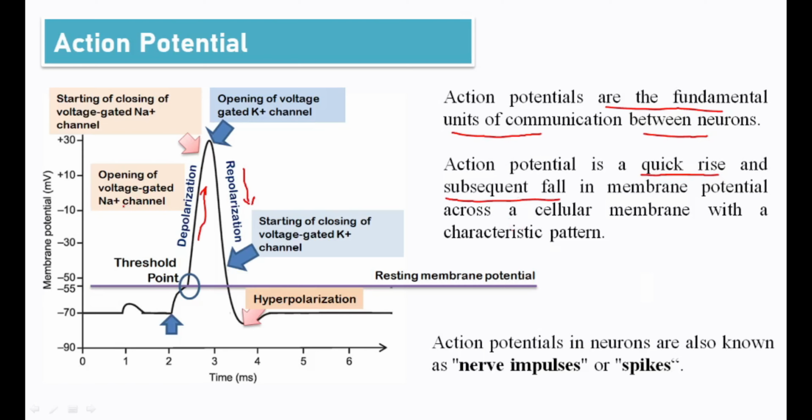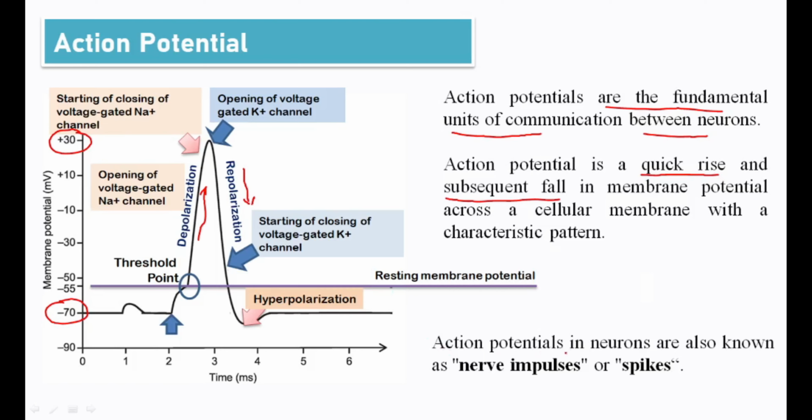We know that during the action potential, membrane potential changes at a large scale. So action potential is a brief, rapid and large change in the membrane potential. Why? Because the resting membrane potential is minus 70 millivolt inside, and during the action potential it goes up to plus 30 millivolt inside. So this is the large change in the membrane potential. We have already discussed the generation of action potential in our last lecture. You can go through that video to understand generation of action potential in detail.